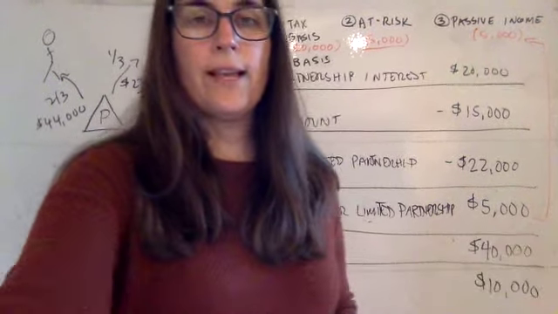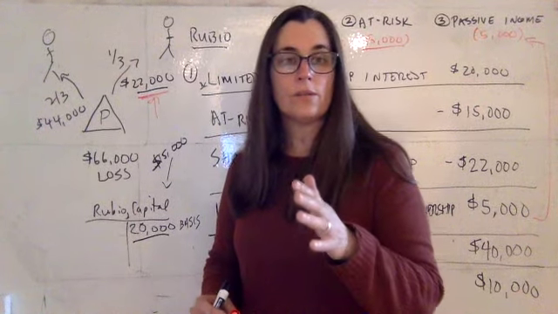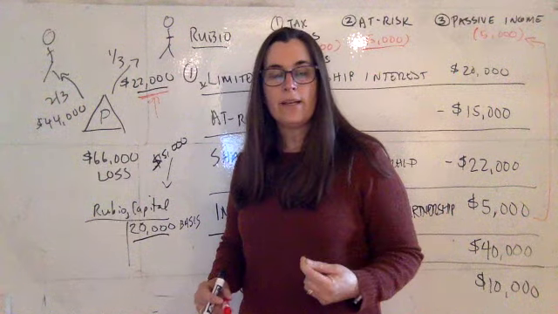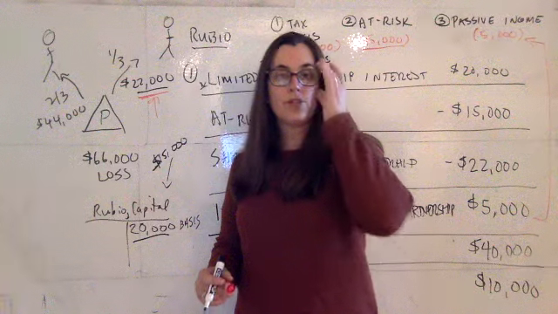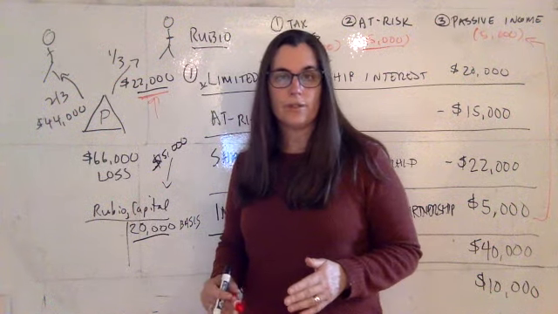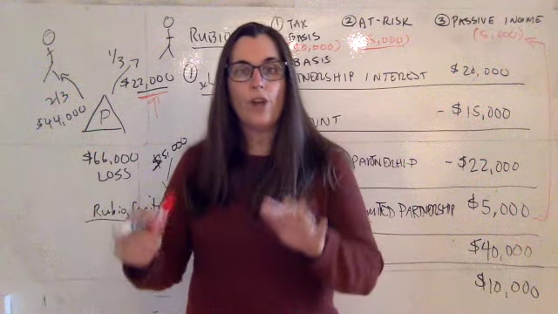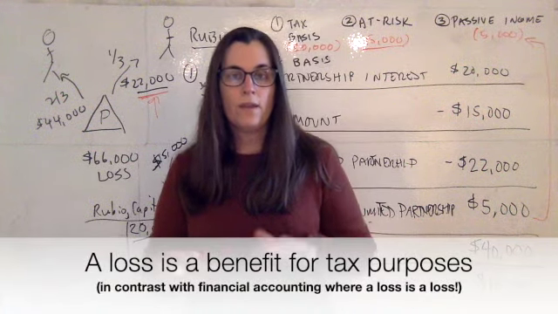Hi everyone, I wanted to provide an overview of Chapter 6, Problem Number 1. Actually, Problem Number 1 with multiple parts, and this involves Rubio, the taxpayer, and he has an investment in a partnership and there's a partnership loss, and the question is how much of the loss can he recognize on his tax return? So the starting premise of this problem is that we have to recognize that a loss is a benefit in a tax world, okay?